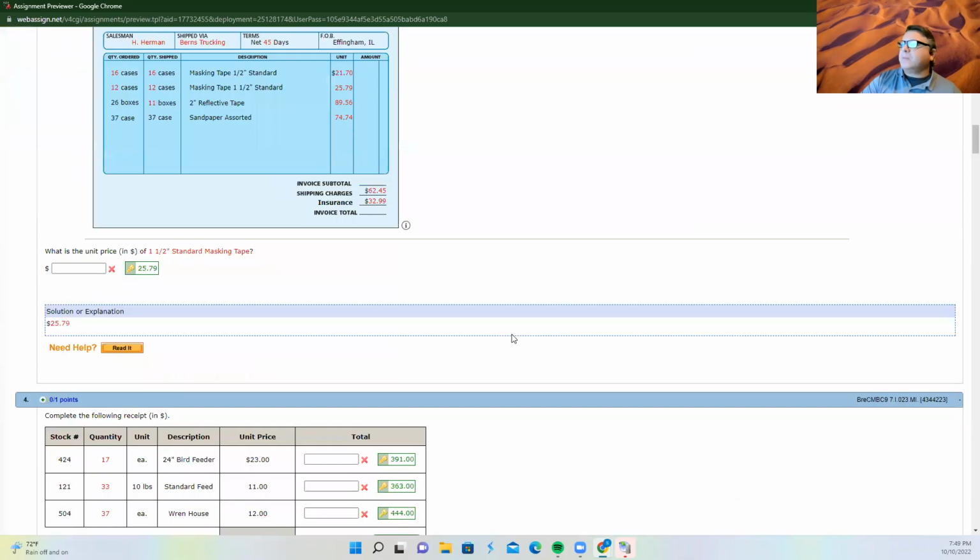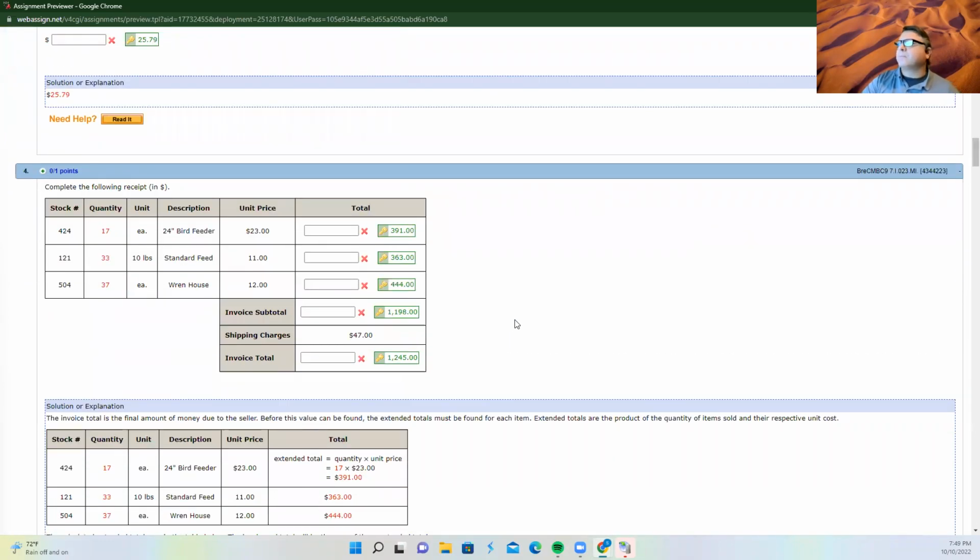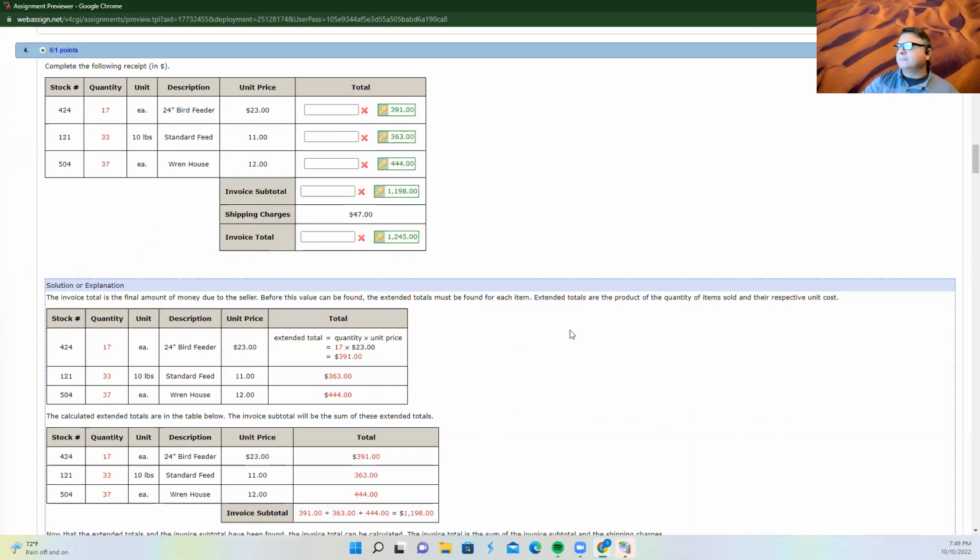But what I'd like to get into is, well, if we look at this one here, it says complete the following. We'll see what we have going on here. Basically, what we need to do is multiply the quantity by the unit price, and that's going to give us our total over to the side. Okay, that's what they did.